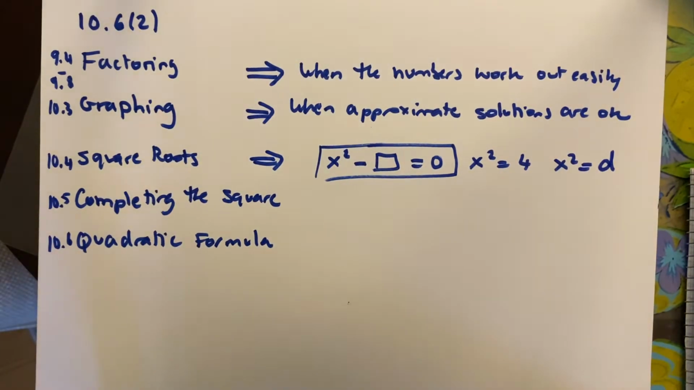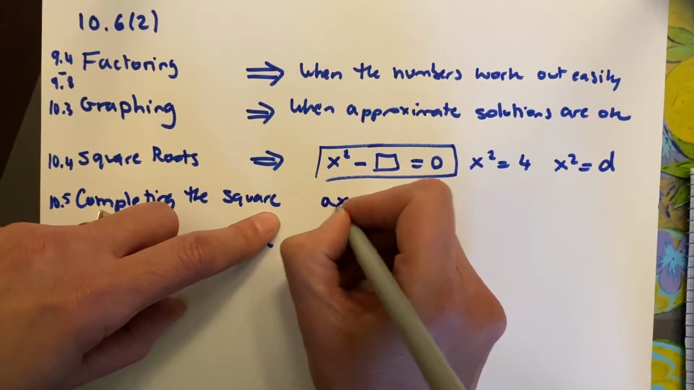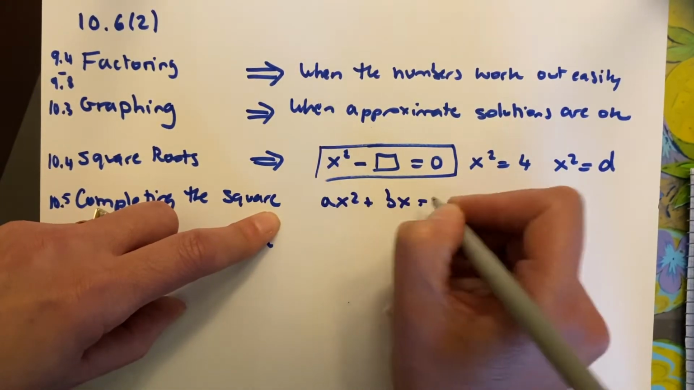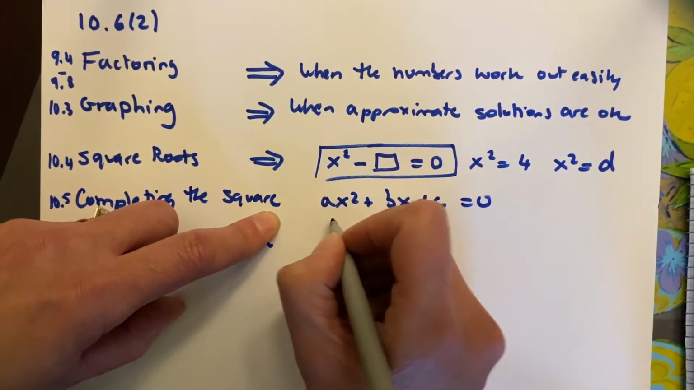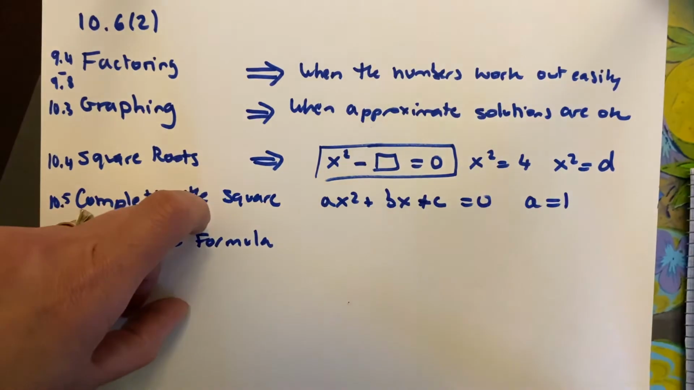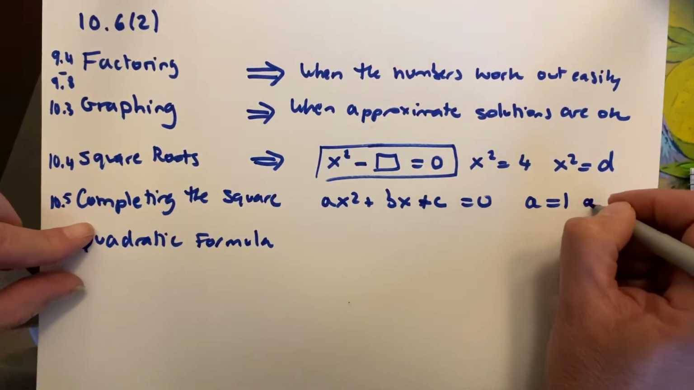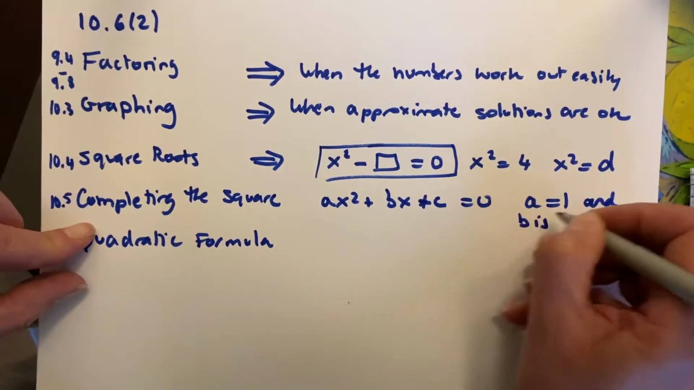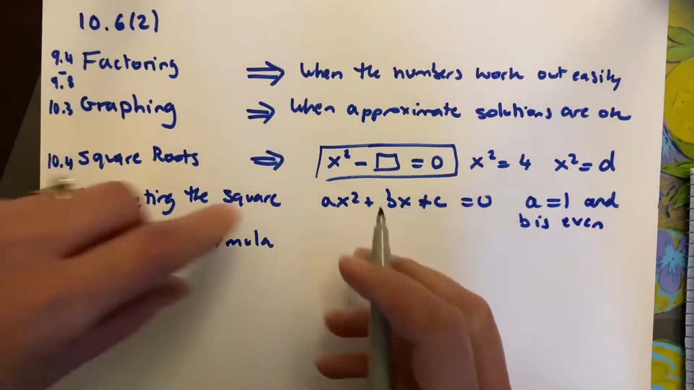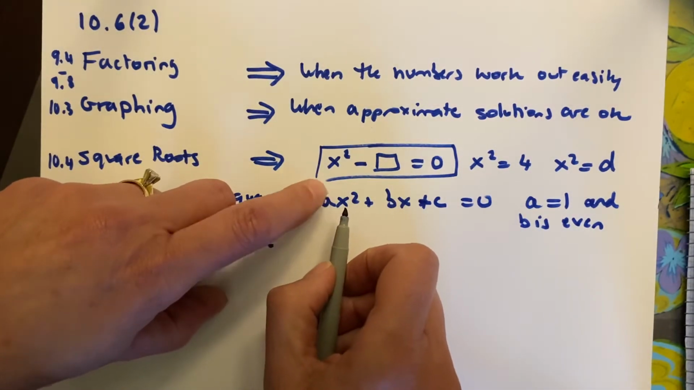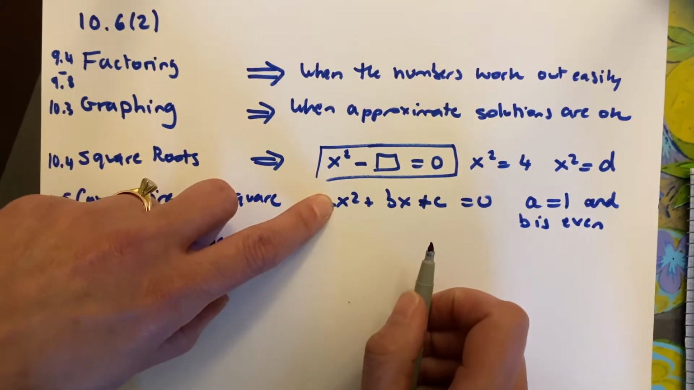Completing the square. Well, completing the square is where ax squared plus bx plus c equals 0, and usually a equals 1, and b is an even number. Because if you remember, we divide b by 2, so it's a whole lot easier. If a is 1, there's no a, in other words, or it just looks like x squared, and b is even because you're dividing it by 2, so it's clean.